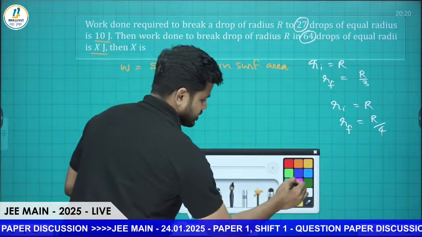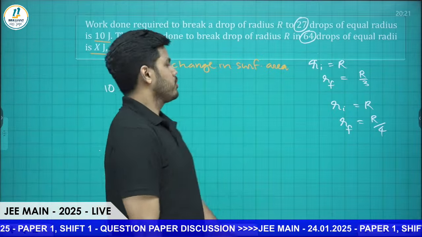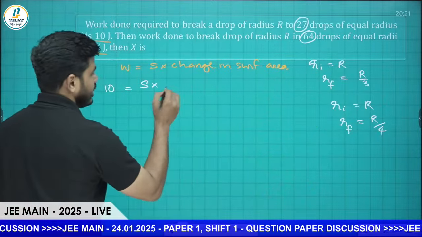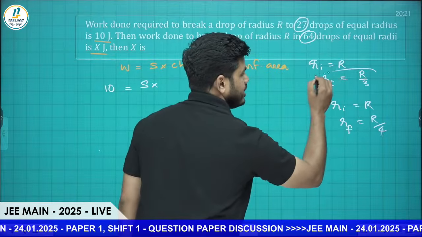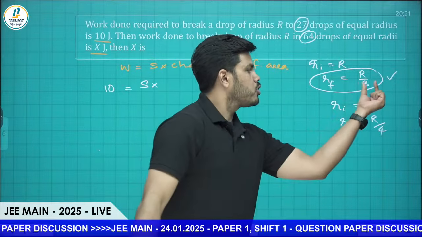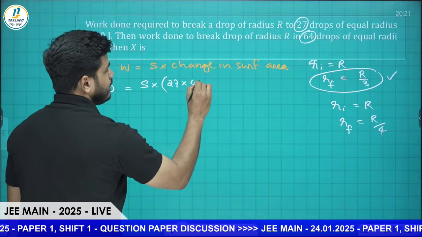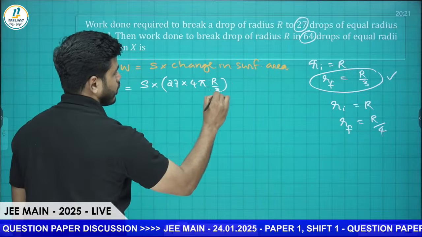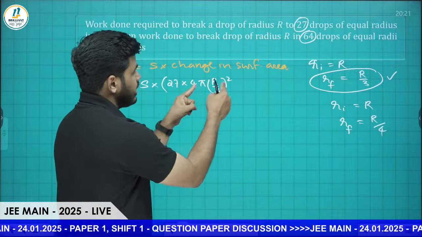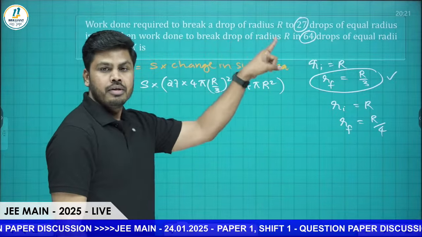How will you calculate that? Work done in the first case is given as 10 joule. So 10 joule is equal to surface tension S into the change in area in the first case. The final area is the area of 27 drops of radius R by 3. So it is 27 times 4 pi into R by 3 the whole square, minus the initial area, 4 pi R square, which was one single drop.